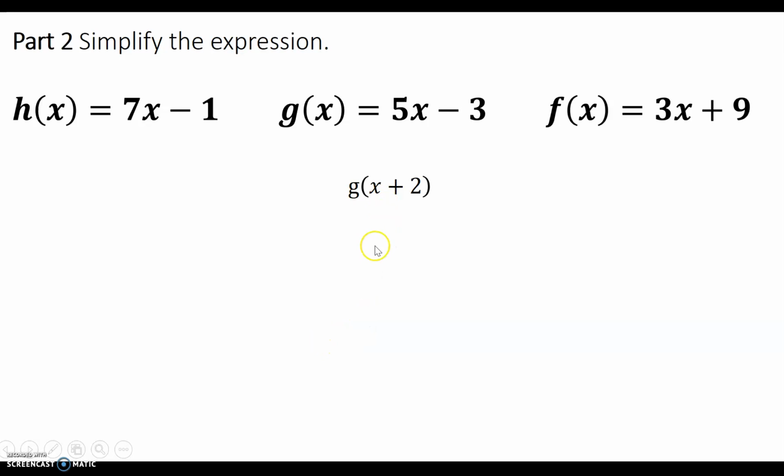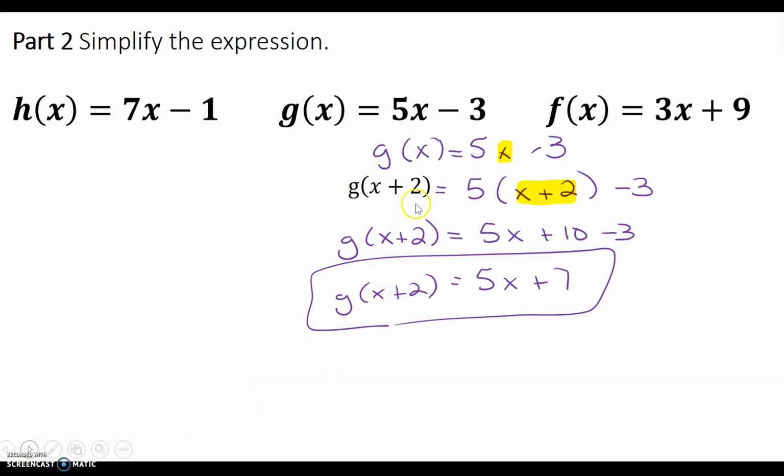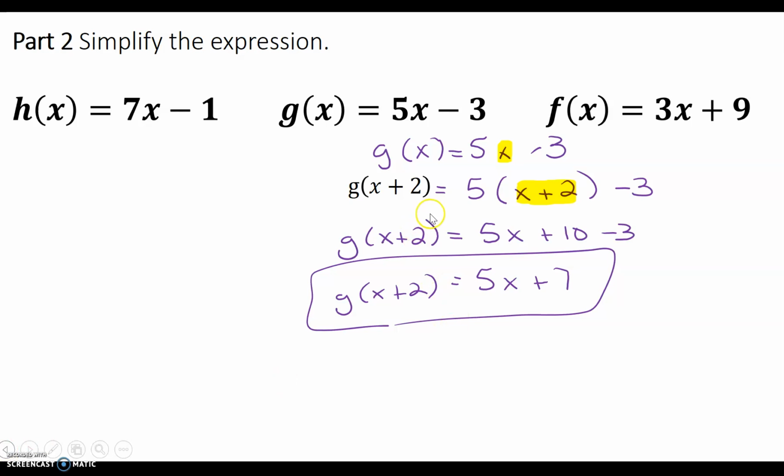So this one asks us to find g of x plus 2. So this one's similar to what we did with substituting earlier, but it's just a tiny bit different. So instead of substituting in a number, they're asking us to substitute in the expression x plus 2. So into g of x, which was 5x minus 3, I'm going to substitute x plus 2 in place of x. So where I saw the x, then I'm going to be substituting in x plus 2.